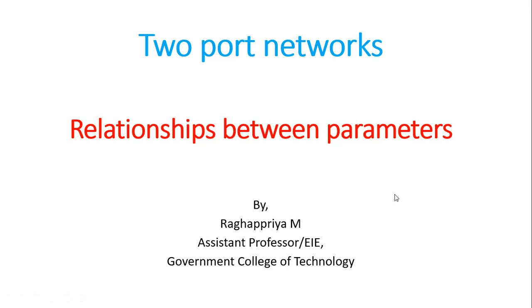So in this video we are going to discuss the relationship between different parameters involved in a two-port network. In a two-port network, we saw 6 sets of parameters. First is the impedance parameters or Z parameters. Next is admittance parameters or Y parameters. Third is hybrid parameters, and fourth is inverse hybrid parameters. Fifth is transmission parameters and sixth is inverse transmission parameters.